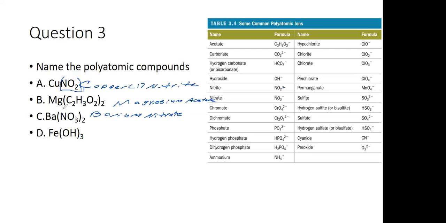And since we're running low on time, let me do D here. Iron is element 26. It's in the middle of your periodic table. Iron is a transition metal, so it does have multiple charges that it can take. And so we have to give it Roman numerals. We see that we have three copies of OH. So since we have three copies, that means our iron was +3. So this is iron, Roman numeral 3, hydroxide. OH is called hydroxide.